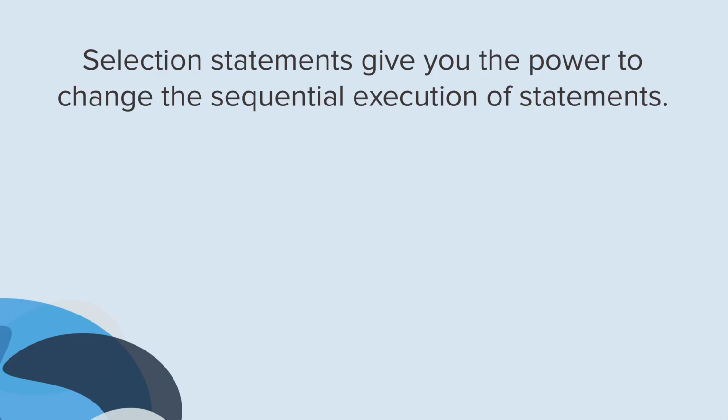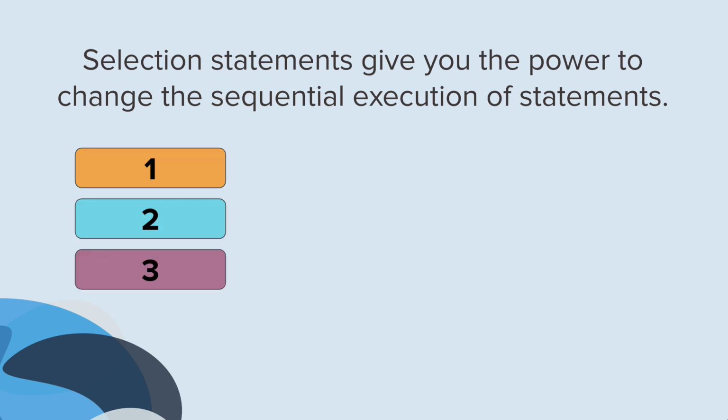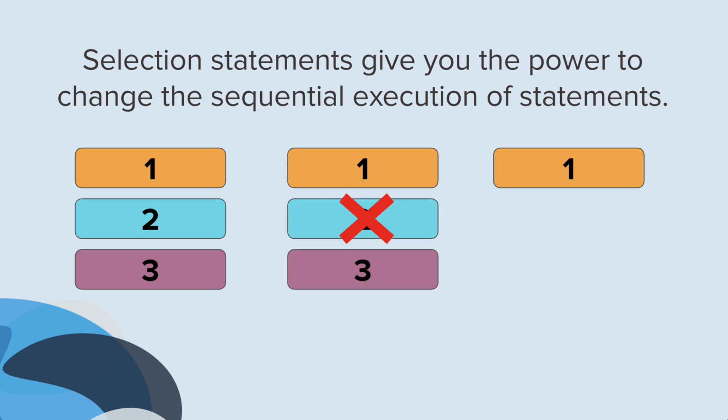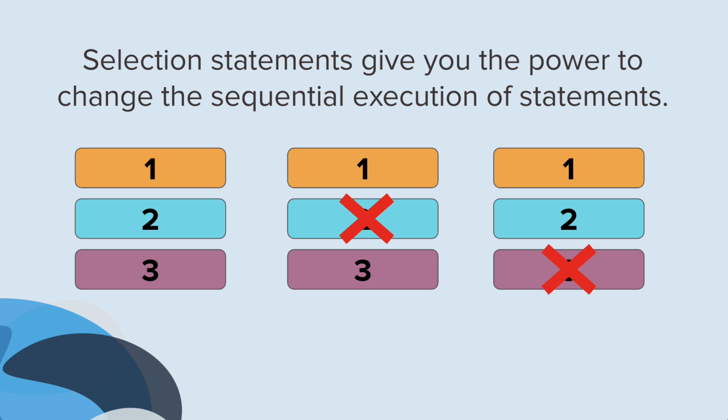Selection statements give you the power to change the sequential execution of statements. Instead of writing programs that always execute line 1, line 2, and line 3, you can write programs that execute line 1 and then, depending on the circumstances, skip line 2 and execute line 3, or execute line 2 and skip line 3. Selection statements like these can be quite powerful, and you will soon see how creative and interactive your programs can be when you use them effectively.